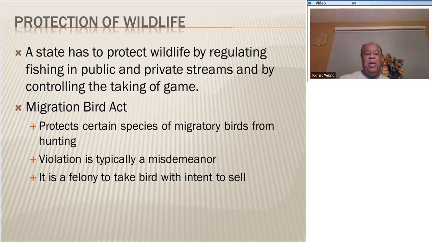Protection of wildlife. The state protects wildlife by regulating fishing. You can only catch so many kinds of fish, in public and private streams. And then the Migratory Bird Act protects certain species of migratory birds from hunting. You do know that it is a federal offense to shoot or capture the bald eagle. It is something that could land you in jail, actually, and they are very much protected under the laws.